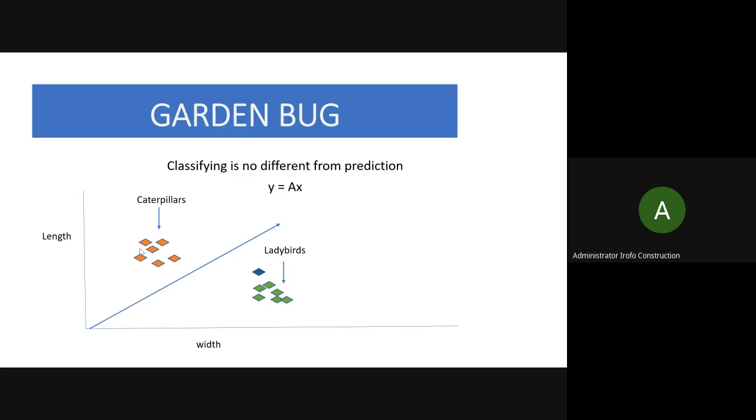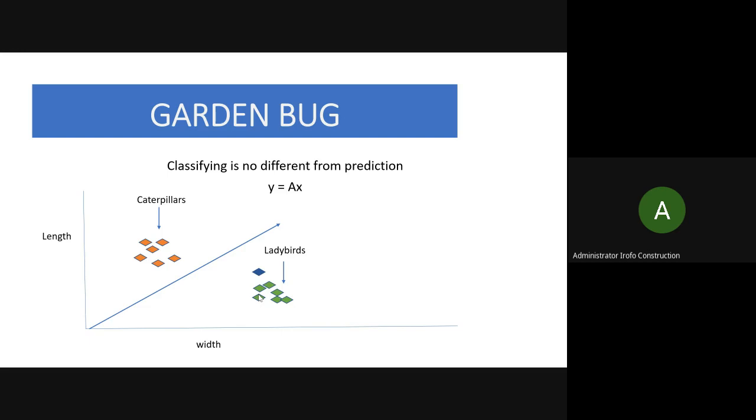One thing you should take note of is that the width for the ladybirds is very wide, but the width for the caterpillar is very small. And when you check the caterpillars, you can see that the length is long, but with the ladybirds, the length is short. That's something we just take note of here.